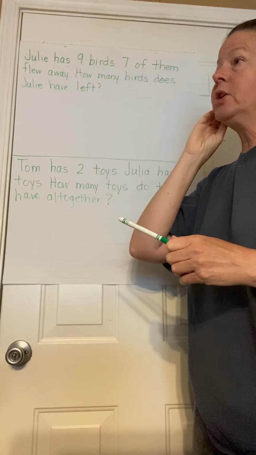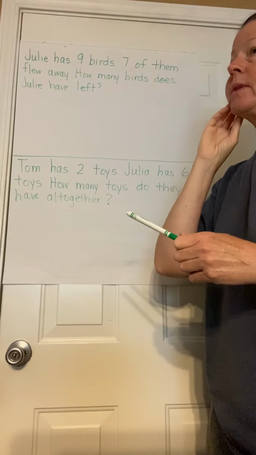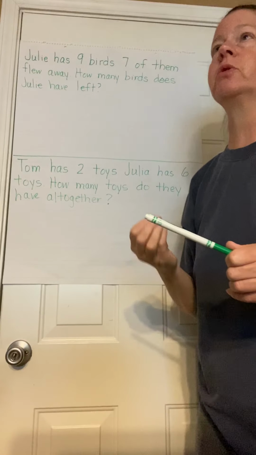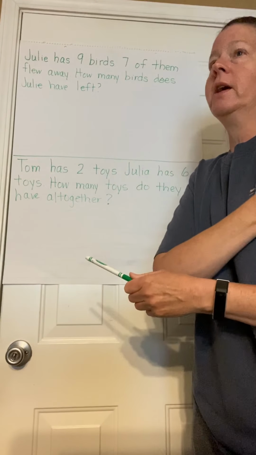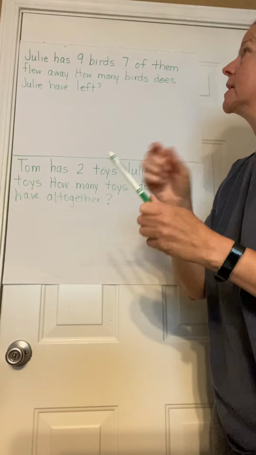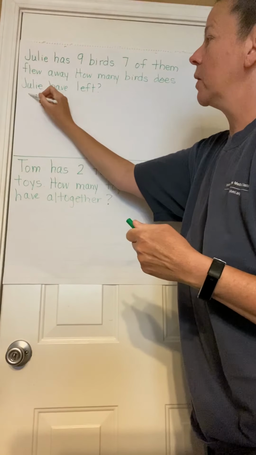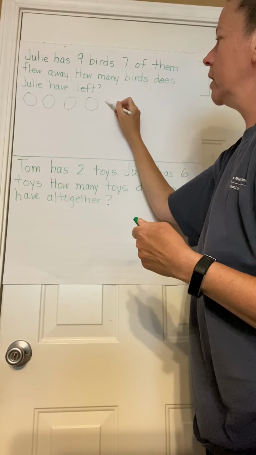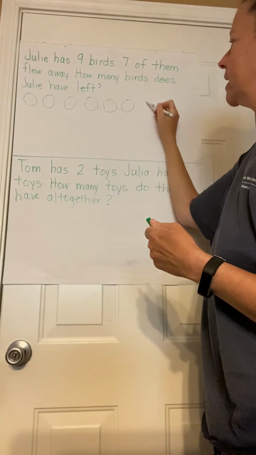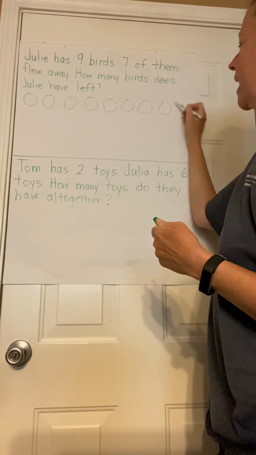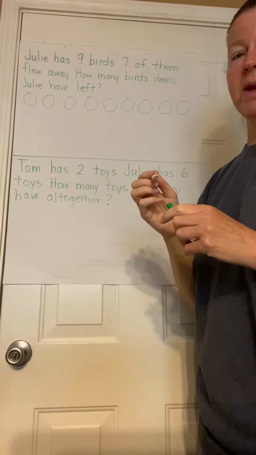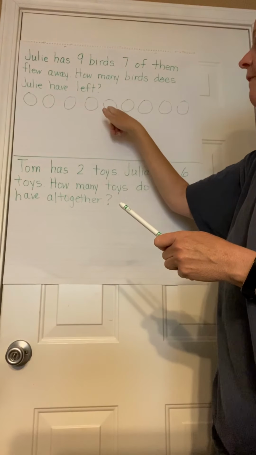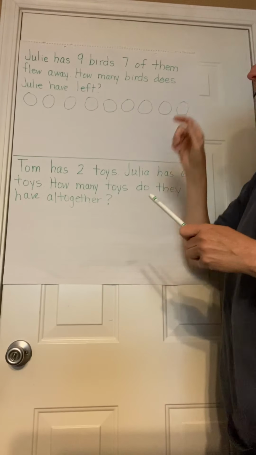So what you can do is you can draw the birds, which would take a really long time. So what I've always taught my kids to do is just draw circles, because that's quick. We don't have time to draw 9 birds, so we'll draw 9 circles. So we have 1, 2, 3, 4, 5, 6, 7, 8, 9. And we can go back and make sure we have 9.